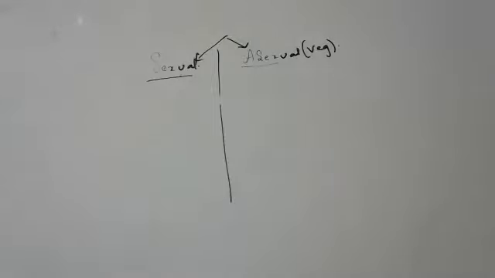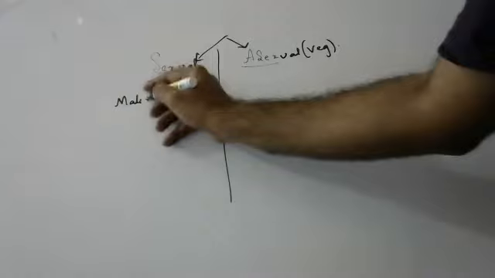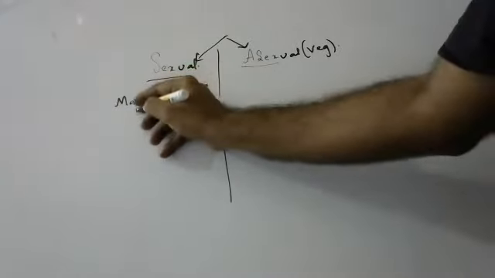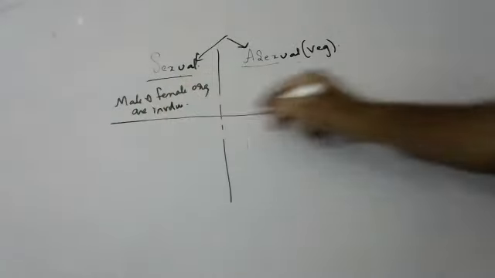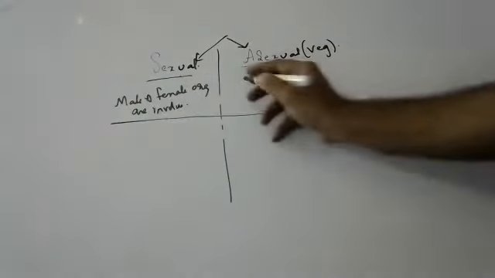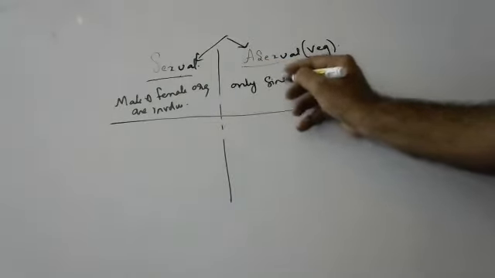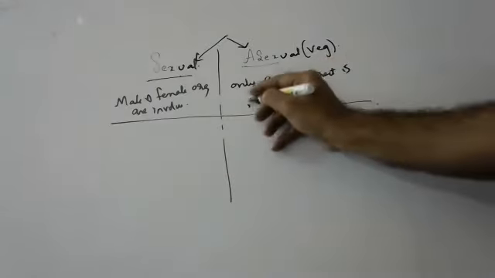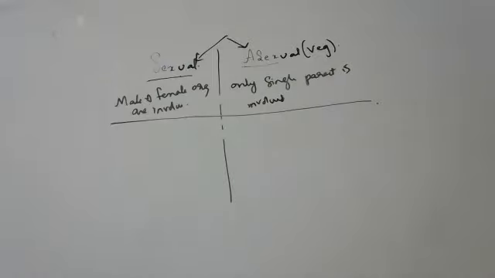Okay, children, in sexual reproduction, male and female organisms are involved. Male and female means two different. Now in asexual reproduction, only a single parent is involved, either male or female, that's all. Children, please try to understand the difference.